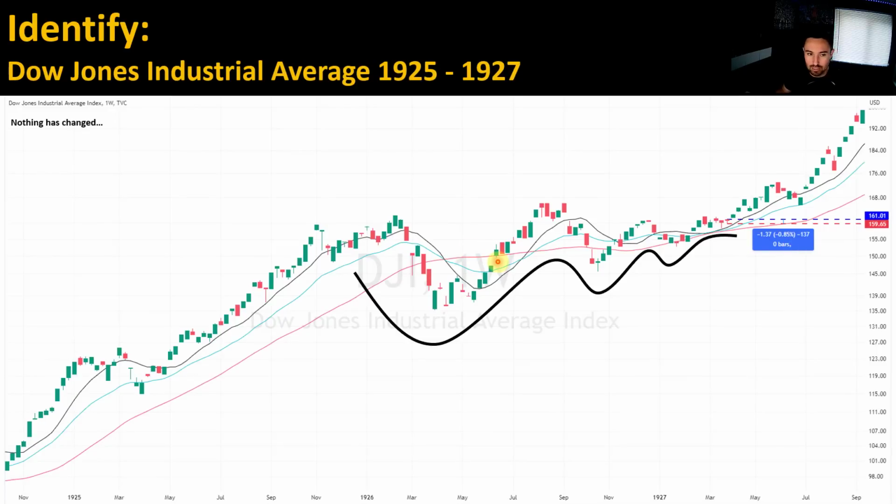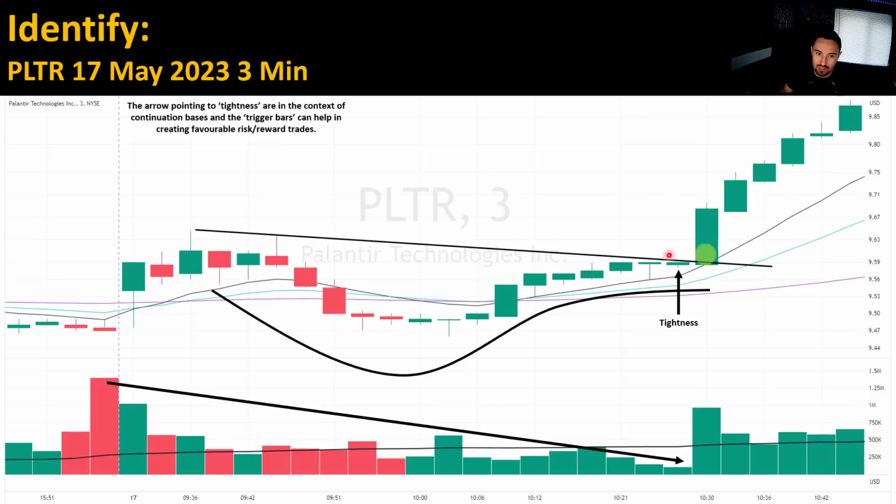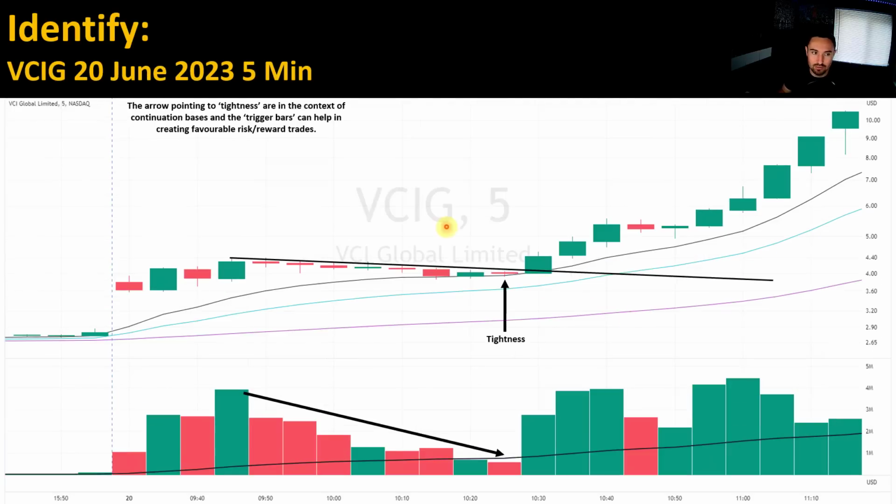Dow Jones. Big old VCP back in the 1920s, with 1 contraction, 2 contraction, 3 contraction, 4 contraction, and there you go. On the weekly chart, there's your tight little trigger bar coming through before it moves higher. It's timeless. PLTR, 3-minute chart, there's your trigger bar before it goes. VCIG, 5-minute chart, there's your trigger bar before it goes.